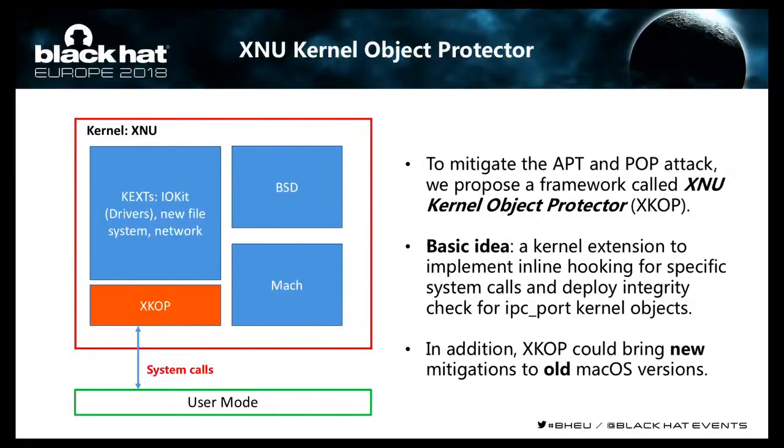To mitigate the APT and POC attacks, we propose a framework called XNU Kernel Object Protector, also known as XKOP. The basic idea is to load a kernel extension to the system. The kernel extension implements inline hooking for specific system calls and deploys integrity checks for IPC port kernel objects. In addition, it could bring new mitigations to old macOS systems.